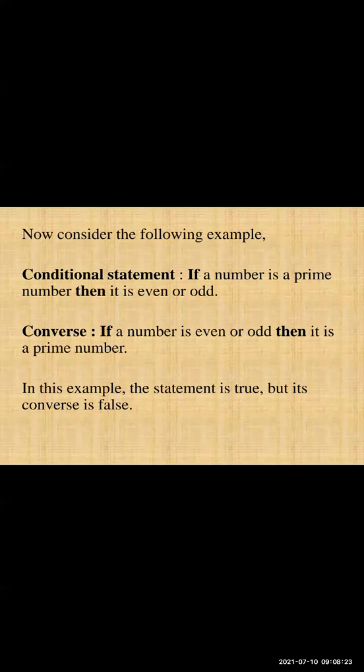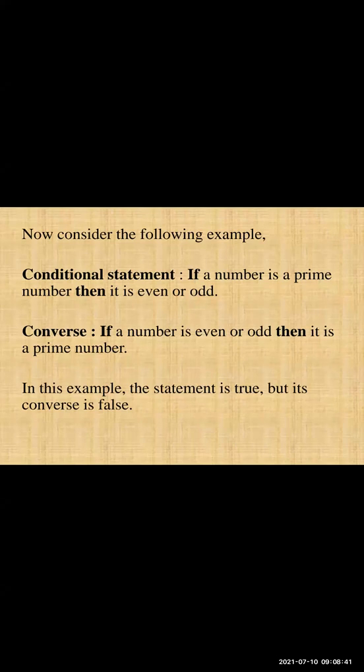This is true: if we take any prime number, then it is either even or odd. But what is its converse? Just change the antecedent and consequent. If a number is even or odd, then it is a prime number.